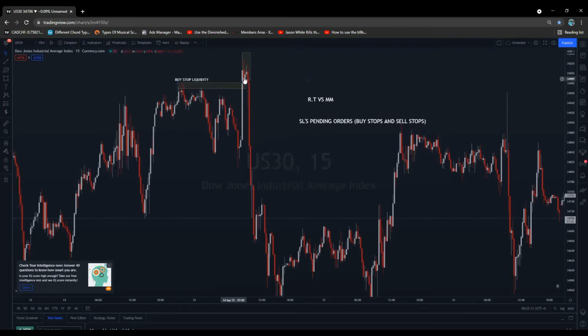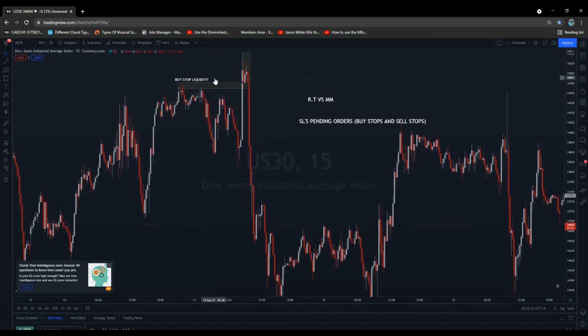Right? Because the buy stops here were triggered, the sell stops here were triggered, the stop losses, not sell stops. Buy stops were triggered, stop losses were triggered. And as soon as they were triggered, there were eventually people who would buy from the market makers.